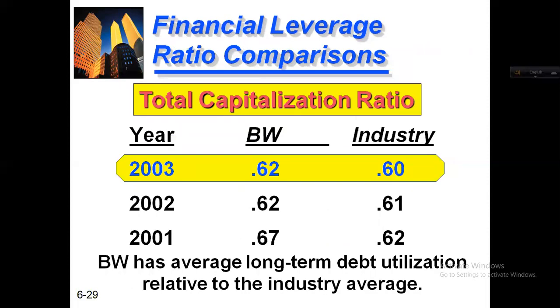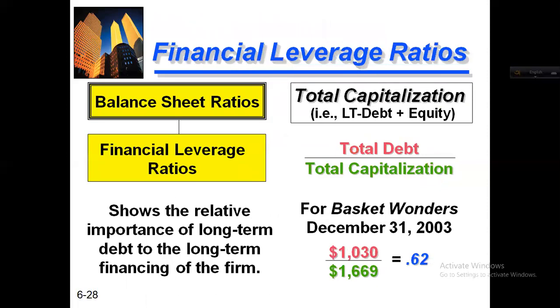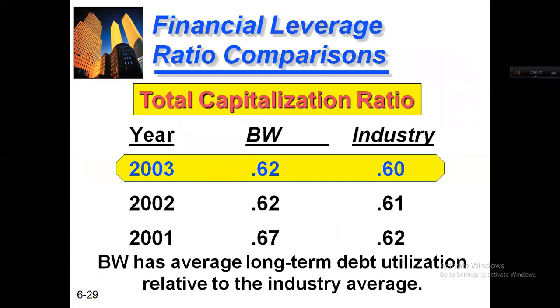For the total capitalization ratio, you can see from 2001 to 2003, it is in a decreasing trend. The first year it was 0.67, then 0.62, and 0.62. And compared to the industry average, it is quite higher. Okay, it shows the relative importance of long-term debt to the long-term financing of the firm, and it shows that outer liability is higher.